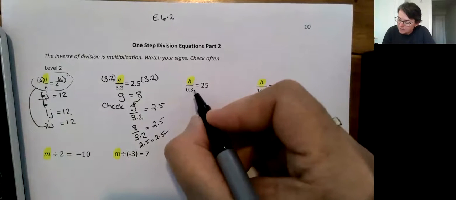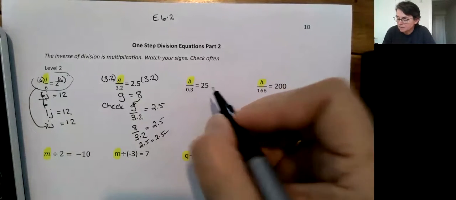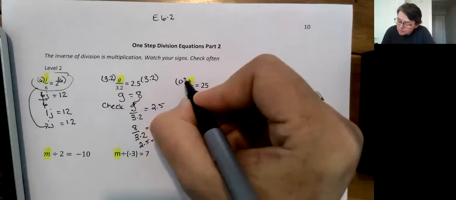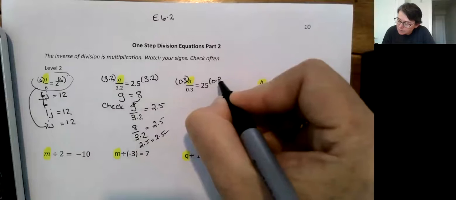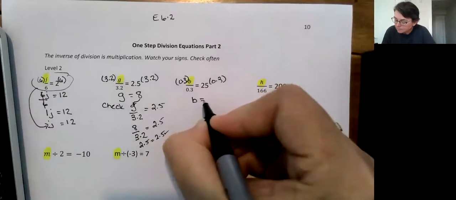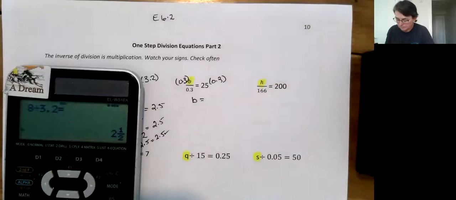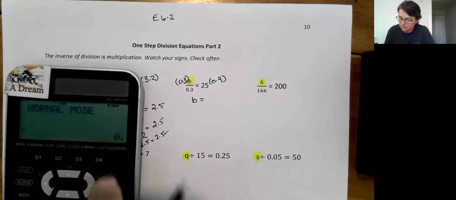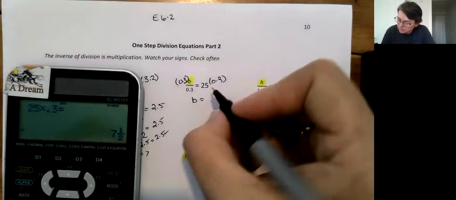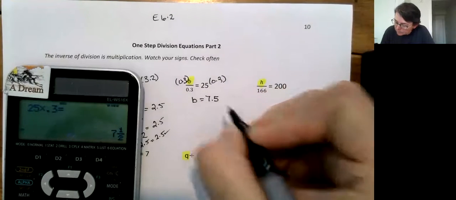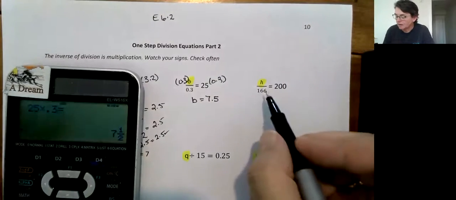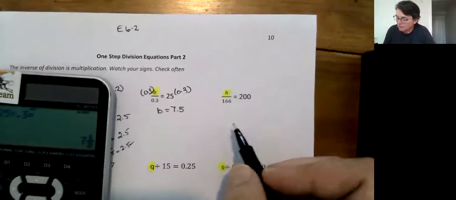b divided by 0.3 is 25. So we multiply by 0.3 on both sides. 25 times 0.03, 7.5. Oh, I messed up. Try that again. I added an extra 0 in there. 25 times 0.3. All right. 7.5.